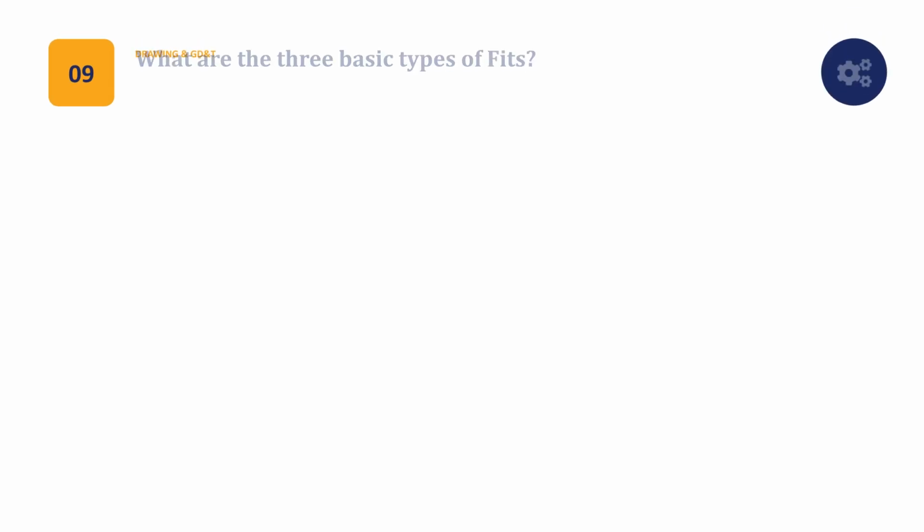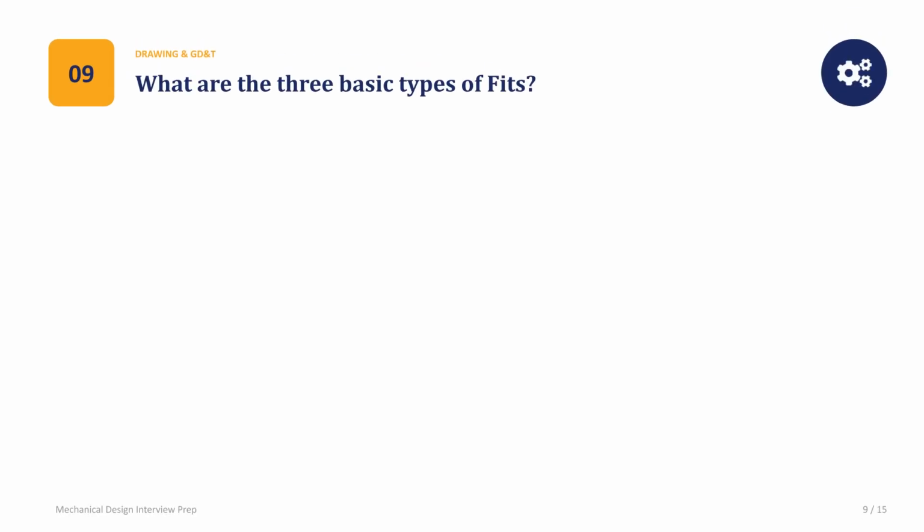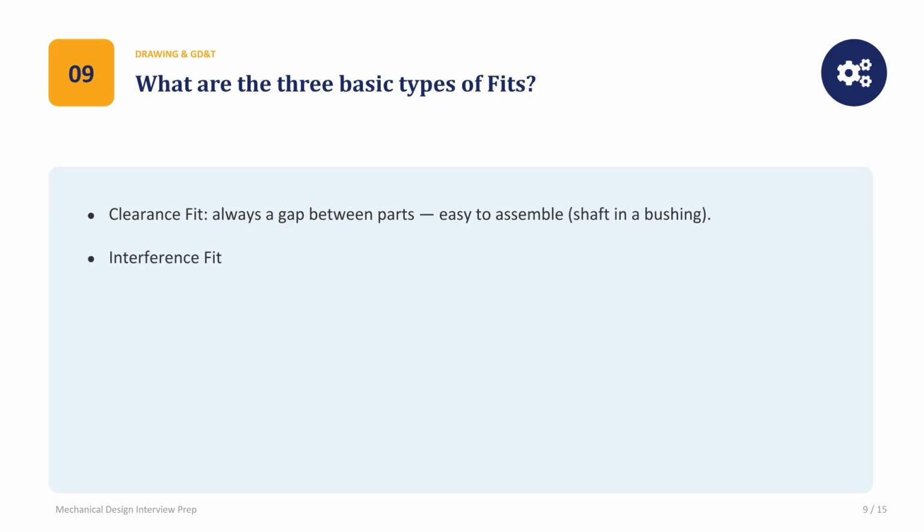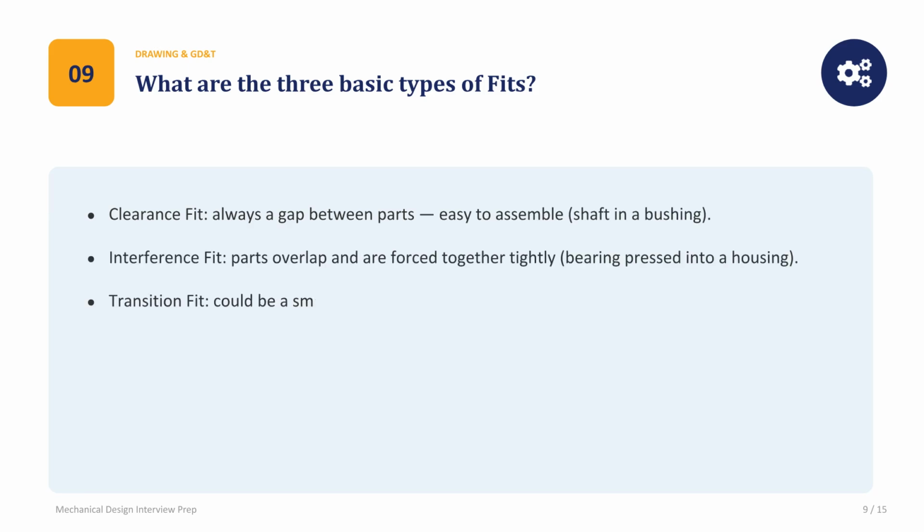Question 9. The 3 basic types of fits. Clearance fit always has a small gap, so parts assemble easily, like a shaft in a bushing. Interference fit overlaps and is forced together tightly, like a bearing pressed into a housing. Transition fit could go either way, depending on the exact sizes.